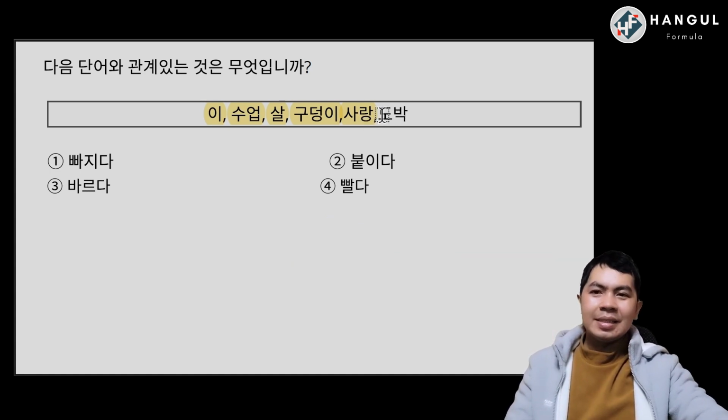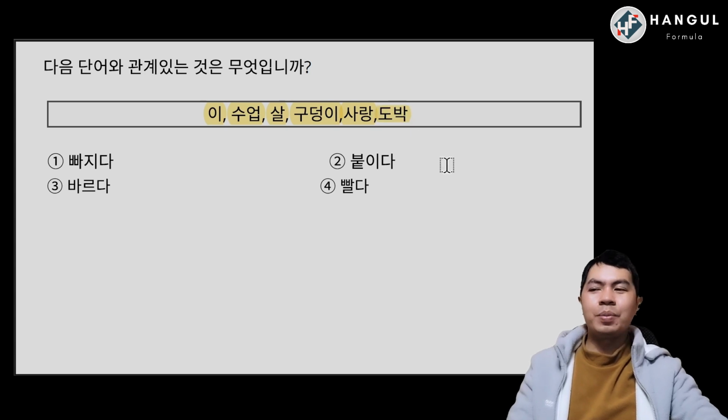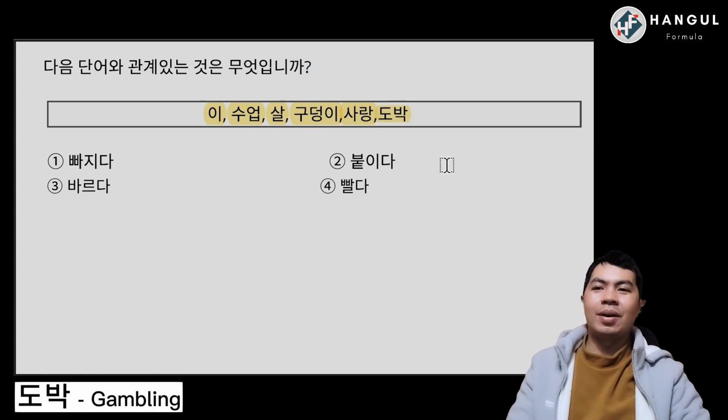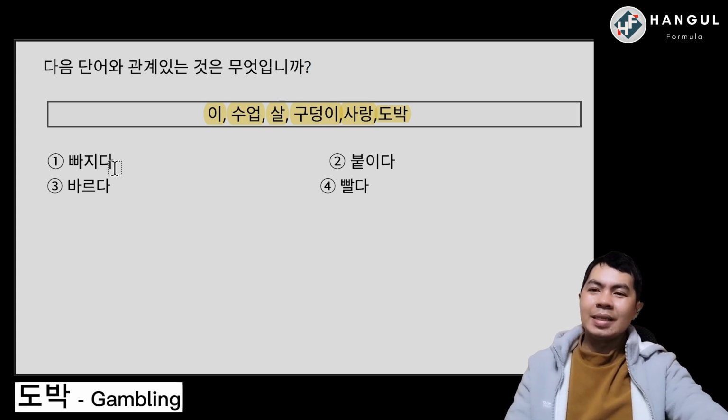And next is tubak. So, what is tubak, guys? Tubak is gambling. So, anong words ang related sa gambling dyan? Okay? So, tingnan muna natin yung pabalik.